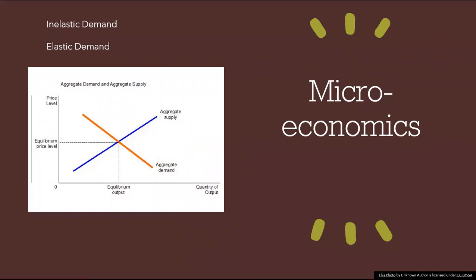In microeconomics, the cornerstone theory is the rule of supply and demand. We have the demand curve, which is downward sloping, and the supply curve, which is upward sloping, and they meet each other at the equilibrium price level.